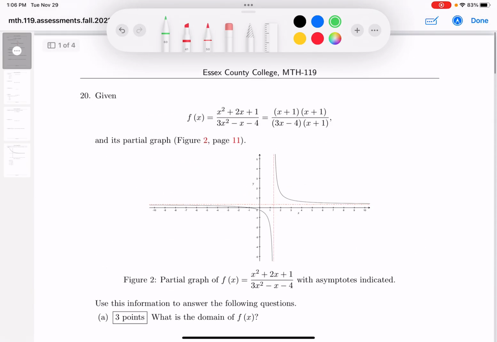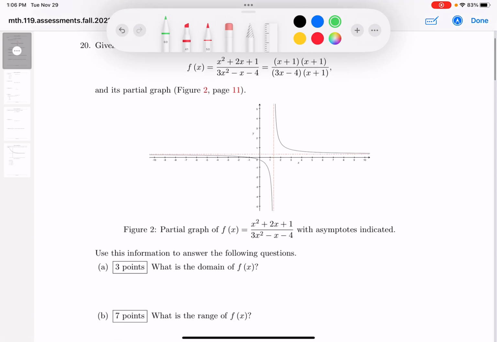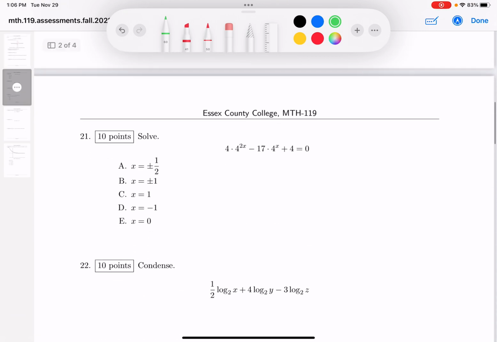All right, let's take a look. It's certainly an exam, and exams always make people nervous, myself included. I just don't like taking an exam myself. So looking at number 20, it's a rational function. I see the graph. I see the questions. I'm going to hold off on that one. That kind of scares me initially.